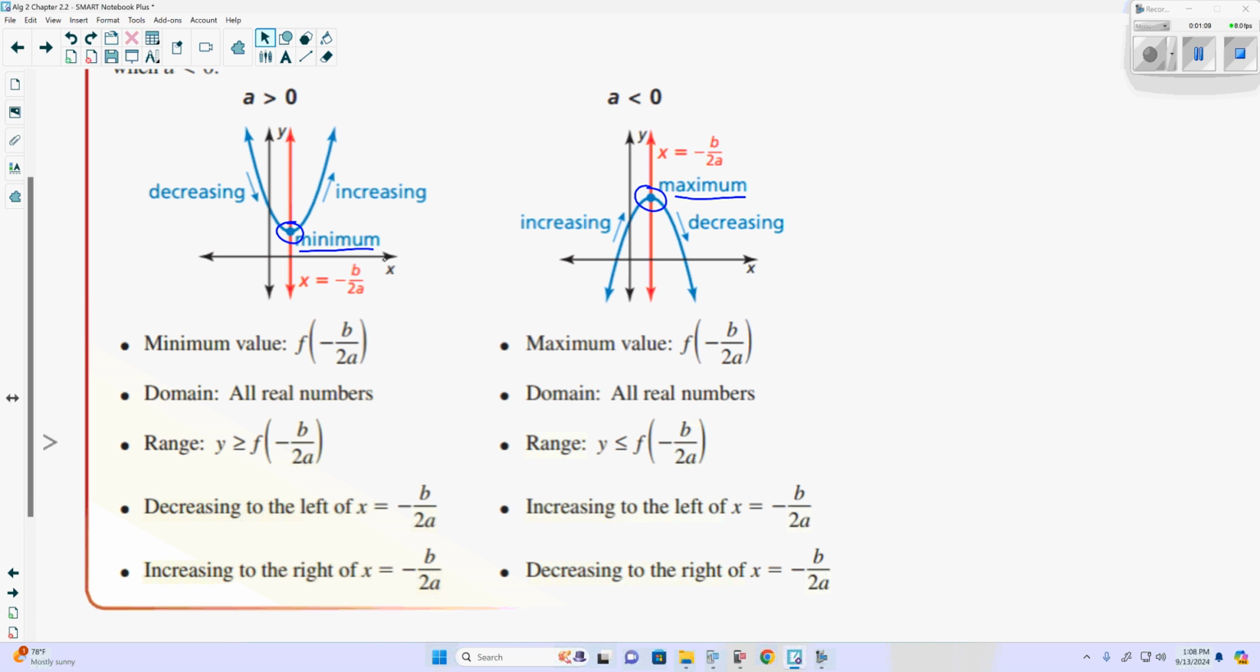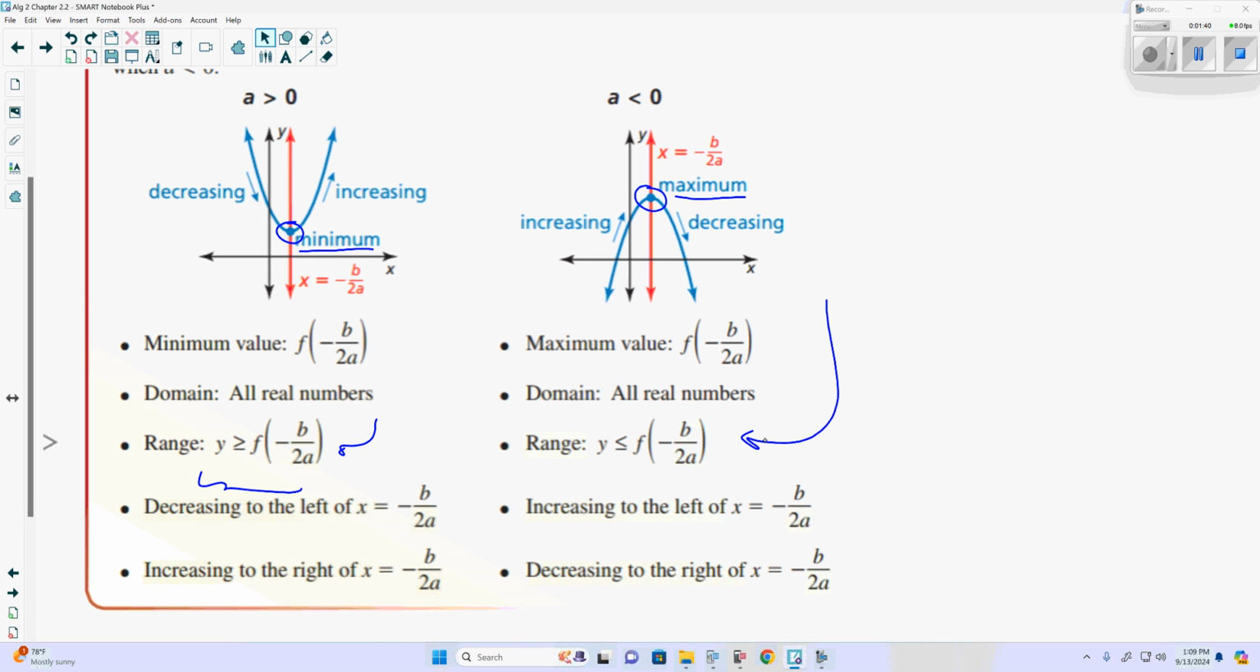Now, if the quadratic equation is opening up, so here on the left, the range is y greater than or equal to whatever the minimum value is. So if it's opening up, the minimum value is the smallest y value we can have, and then we have all the other ones bigger than it. If it's opening down, the range is going to be less than or equal to whatever the maximum value is for y. So it's just that value and less than it.